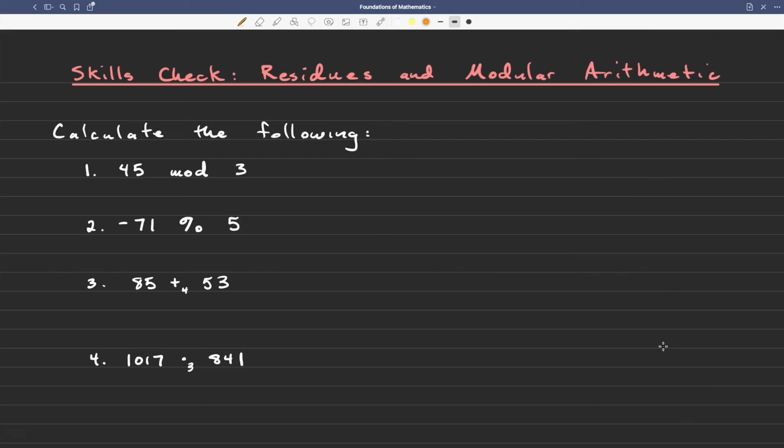Okay, here's one last skills check. This one will cover residues and modular arithmetic. So pause your video and work on these 4 problems. This shouldn't take very long. It just amounts to doing some division and figuring out what remainders are, basically. Maybe doing a little addition or multiplication while you're at it. So take a few minutes, do these, and come back and we'll work them together.